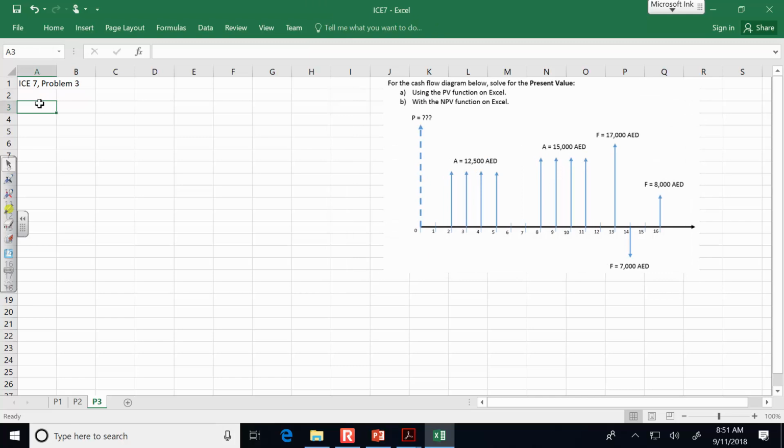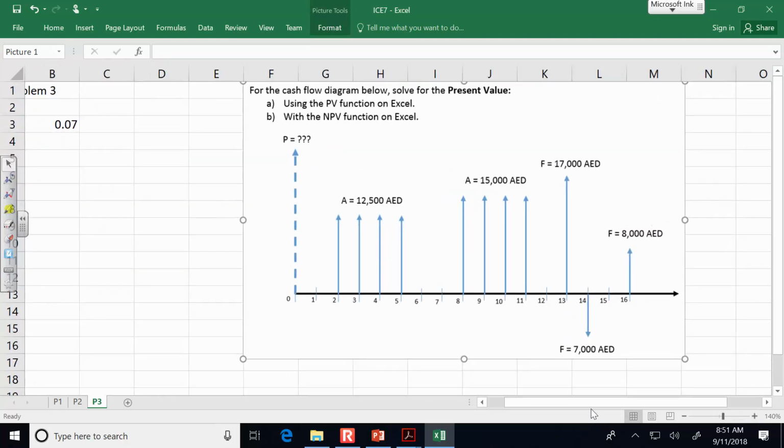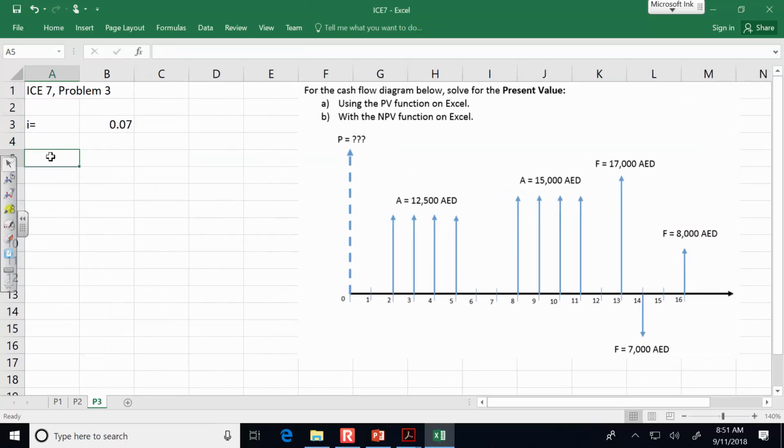Okay, the columns that we're going to put in: we're going to put in a cell for the interest rate. So I equals, and in this problem, the interest rate is 7%, so 0.07. And then we're going to have the columns say time, amount, and PV of amount.